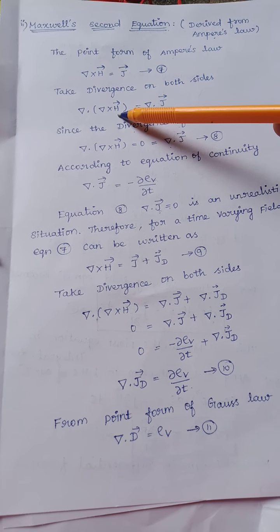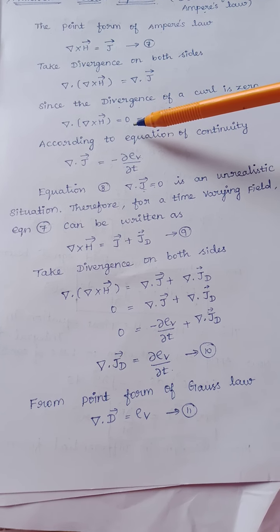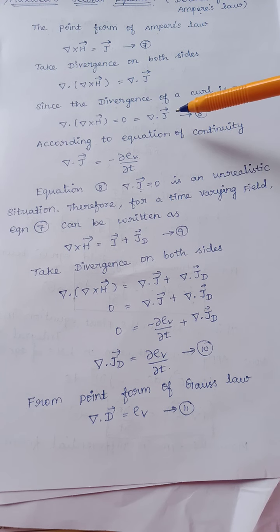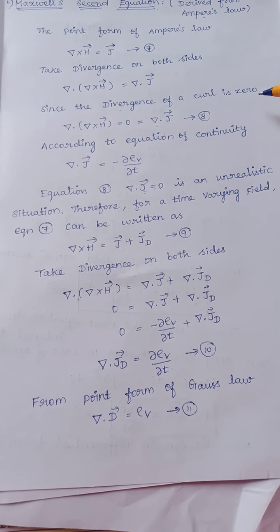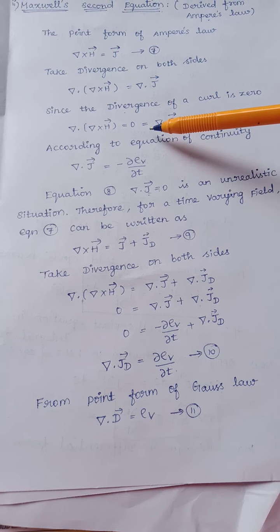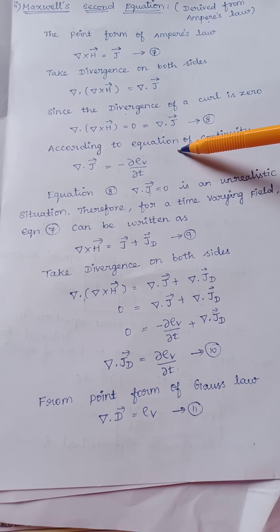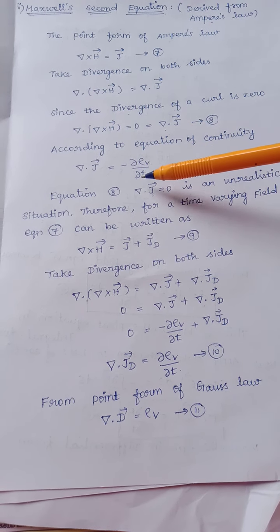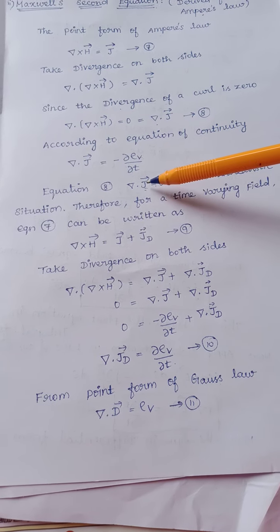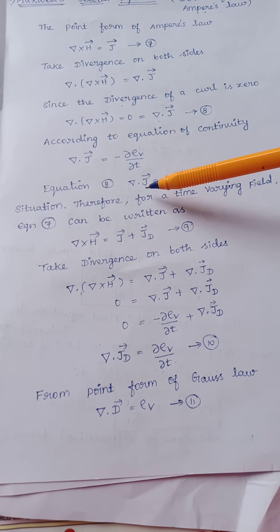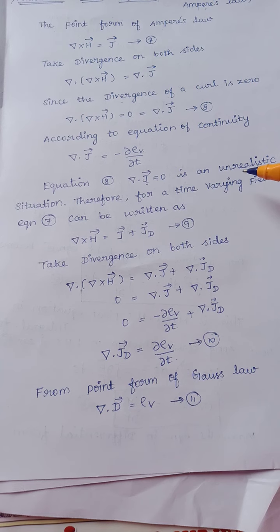If you take divergence, the equation becomes del dot del cross H vector, which is equal to del dot J vector. Now, according to the null identity, the divergence of the curl of a vector is 0. So we can write del dot del cross H vector equal to 0, and it is also equated to del dot J vector. But according to the equation of continuity, del dot J vector can be written as minus dou rho v by dou t. From equation number 8, we obtained del dot J vector equal to 0. But this is not an acceptable situation. So it is an unrealistic situation.